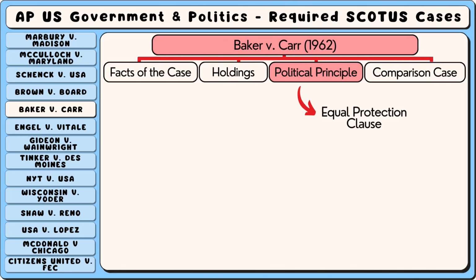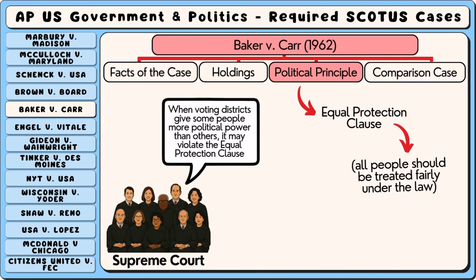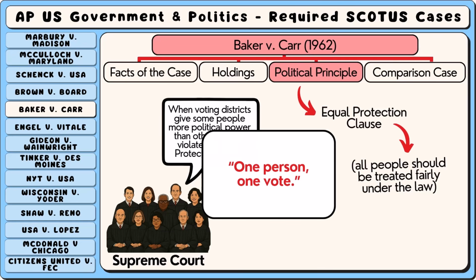The central idea is equal protection, which means all people should be treated fairly under the law. Baker versus Carr strengthened this principle by saying that when voting districts give some people more political power than others, it may violate the Equal Protection Clause. This ruling helped support the democratic ideal of one person, one vote.